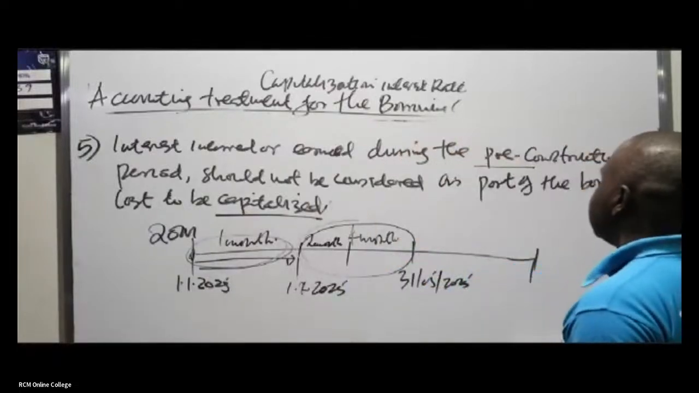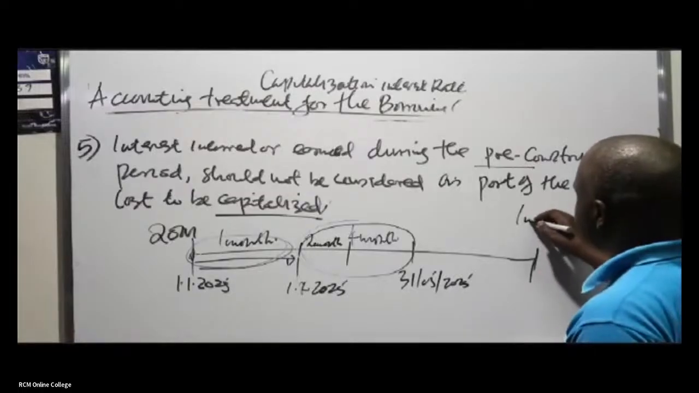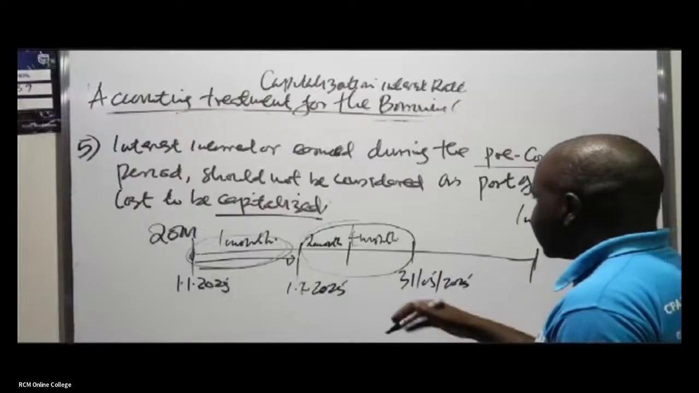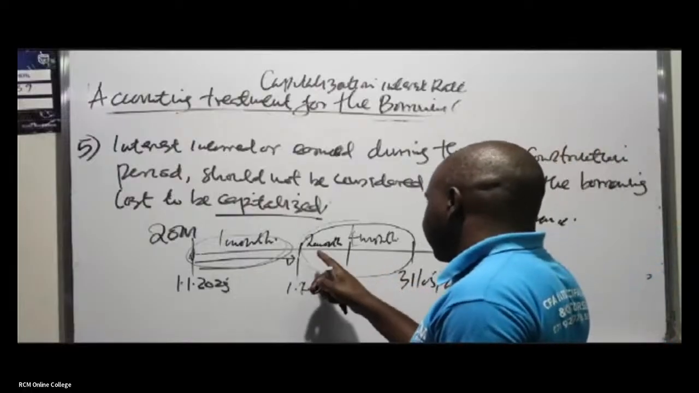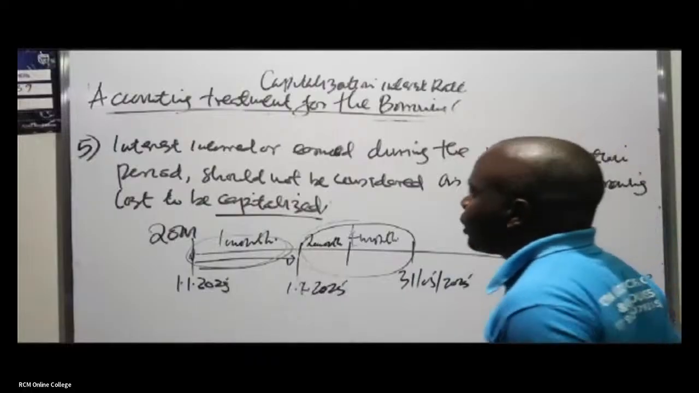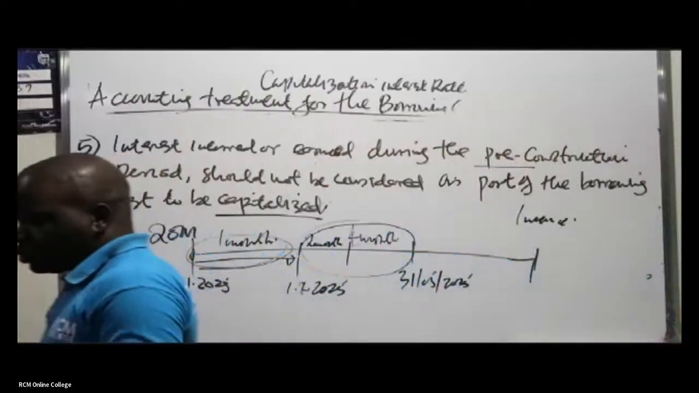Because you need to take the interest incurred during the active period of construction, that is the 4 months, and deduct the interest earned. The interest earned was for 2 months here. This is the only one you'll consider when calculating the borrowing cost. Now, of course, you're going to see when you do a question.